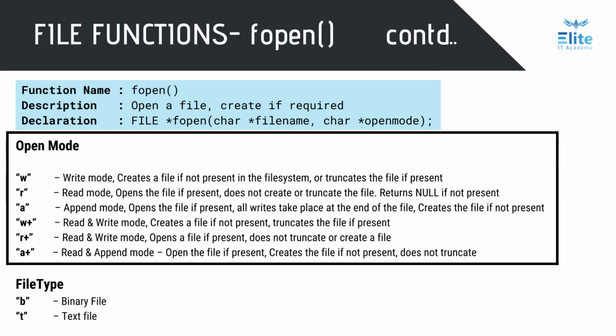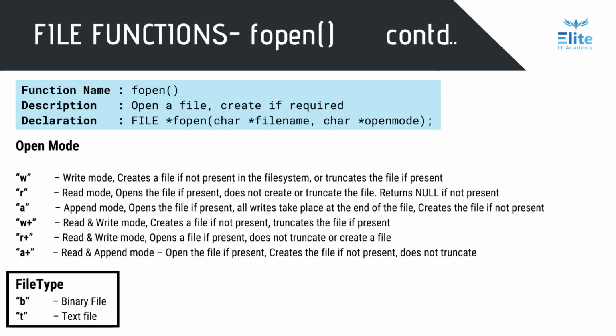The file position is set to the beginning of the file. In the W plus mode, the file is opened for both read and write, but the file is created if it does not exist and truncated if it is. The A plus mode opens the file for both reading and appending. The file is created if it does not exist and remains unchanged if it is. All write operations take place at the end of the file.